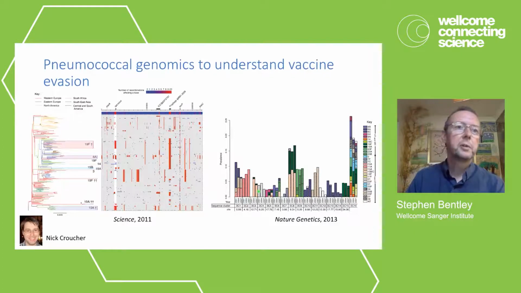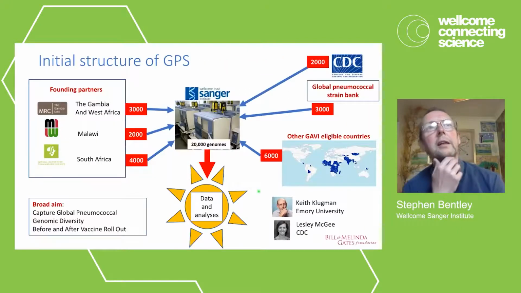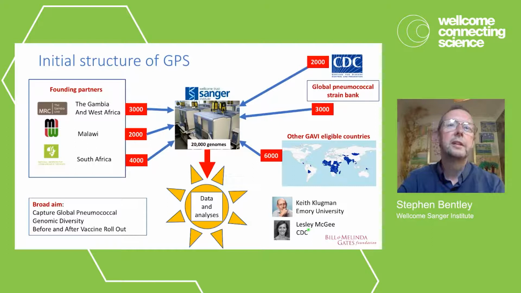Okay, and that was work done by Nick Croucher during his PhD at Sanger and then postdoc at Harvard. And really set us in a good place to start to think about applying genomics to surveillance of this pathogen. So in discussion with Keith and Leslie, and guys at the Gates Foundation, we were able to put together this idea for a project which the Gates Foundation funded.